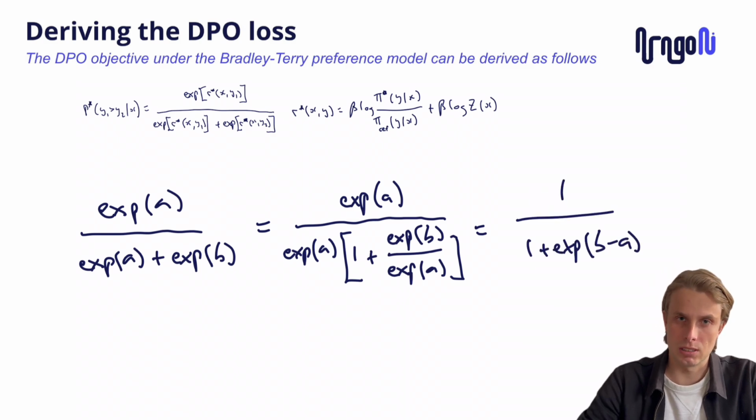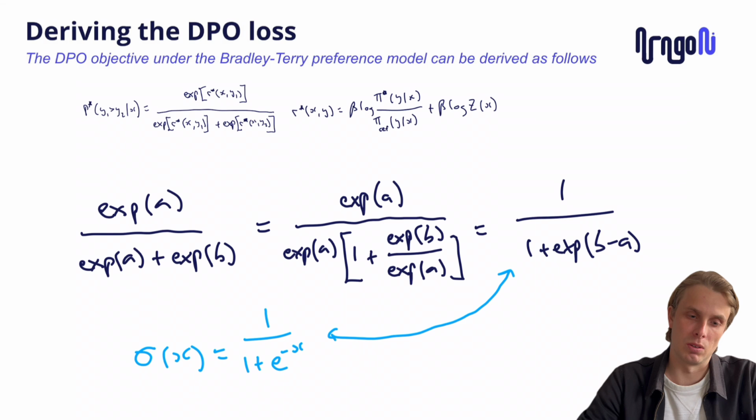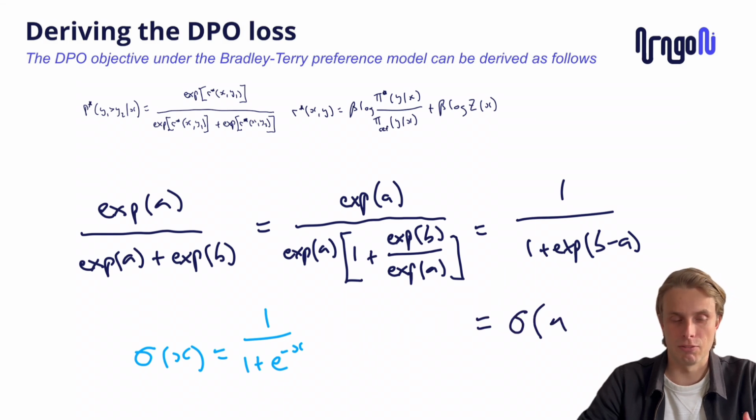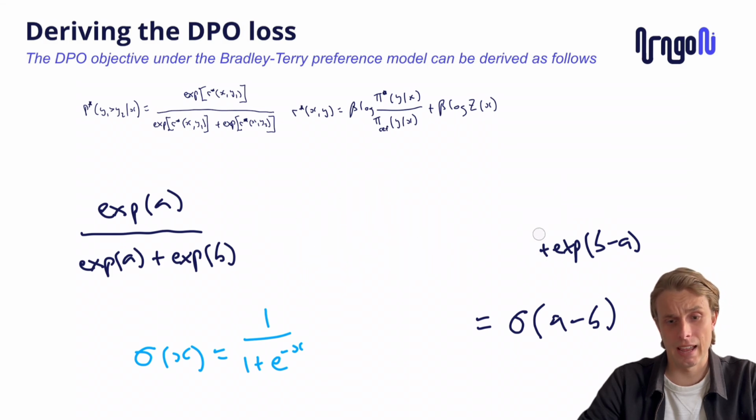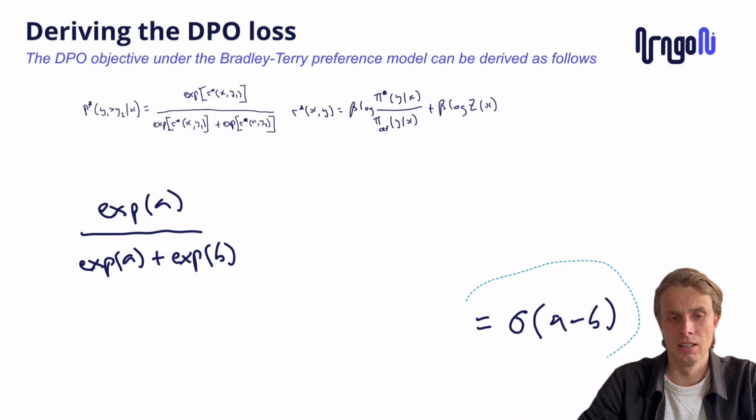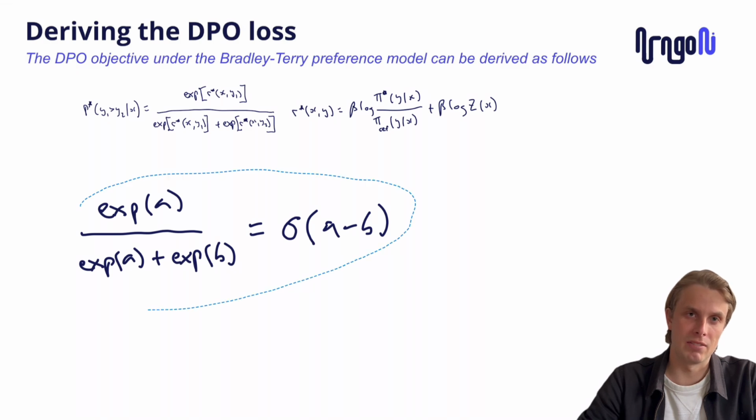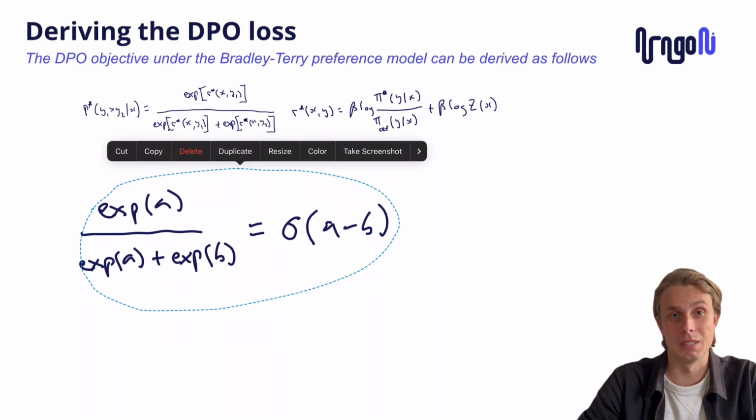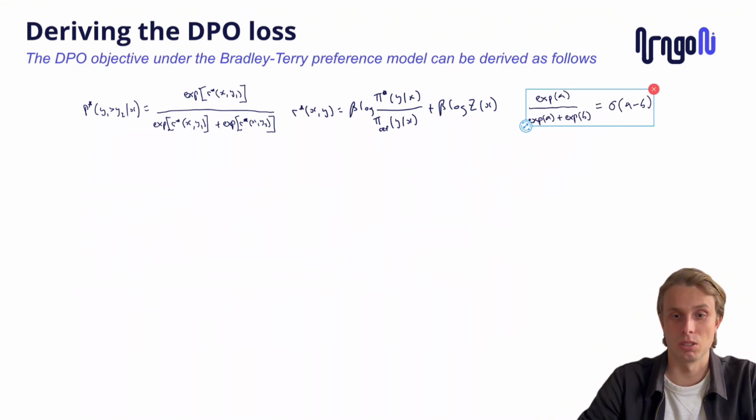If you know the logistic or the sigmoid function, you're probably picking up that this looks very similar to that, except we have the wrong order for this exponent. So we can just change b and a here to get a form where this policy, this p star, is now written in terms of a logistic function. Now that we have these prerequisites, we can put them together to actually derive the loss function.